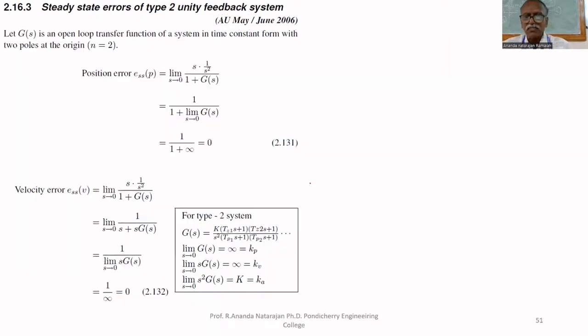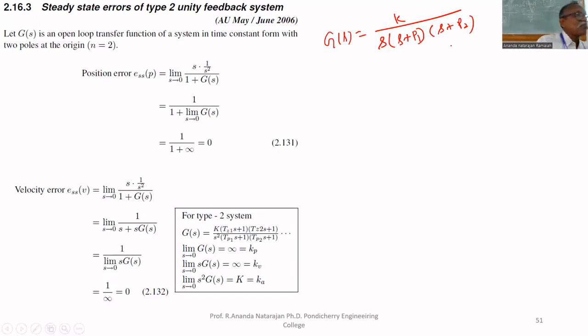For a Type-1 system, let us see how it looks. G of s equal to k upon s multiplied by (s plus p1)(s plus p2). What is the order of the system? 3, third order system. What is the type number of the system? Type number is 1.